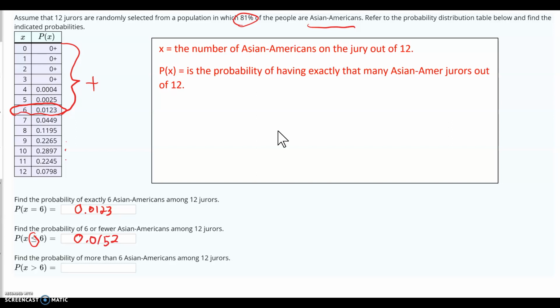All right. The last question says then what's the probability of having a jury with more than 6 Asian Americans? So that's this part of the table. That's everything 7 and above, 7 to 12. And again, I have to add. All right, so the way you would want to do this, you could either add up all those numbers or you could do a shortcut. The shortcut is knowing the complement rule.